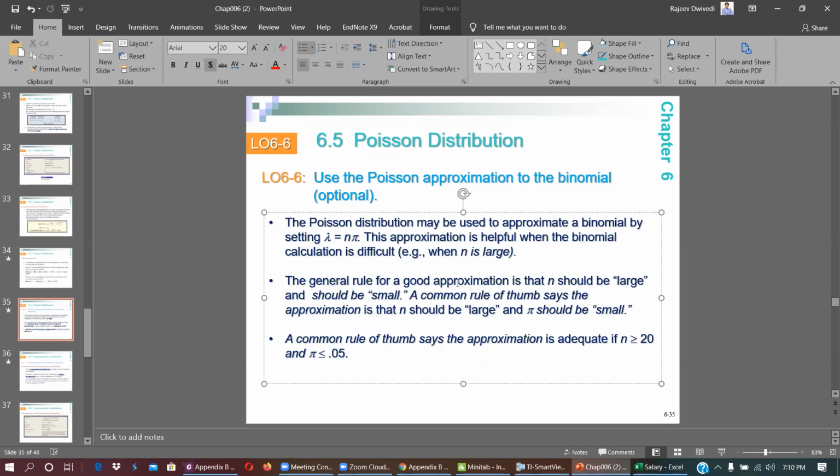And the general rule of good approximation is that n should be large and π should be small. So basically a common rule of thumb is n should be greater than 20 and π should be less than or equal to 5%. It means it should be this, then you can use it.